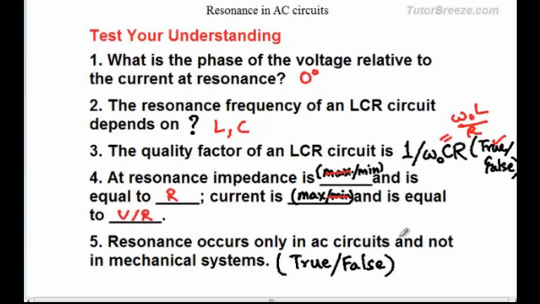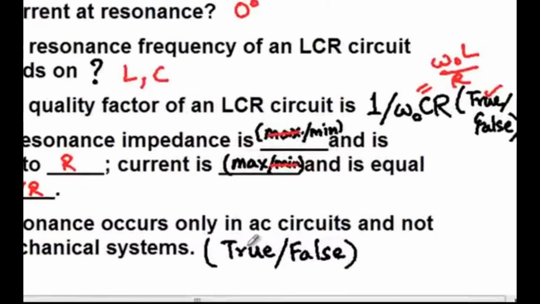Resonance occurs only in AC circuits and not in mechanical systems. No, this is false. This can also occur in mechanical systems.